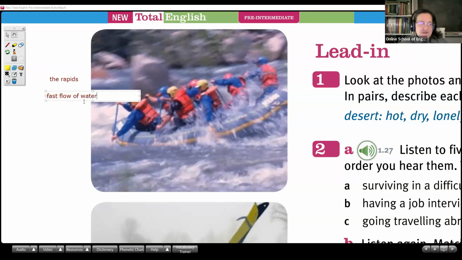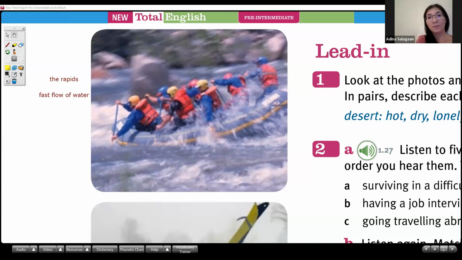Okay. Yes? So fast flow of water. There we go. Okay. So now, what are the three words that we have for this picture? We've got river. We've got rapids, yes, rapids. And flow. Wet. We said wet. The opposite of dry is wet. Yes, wet. Okay.